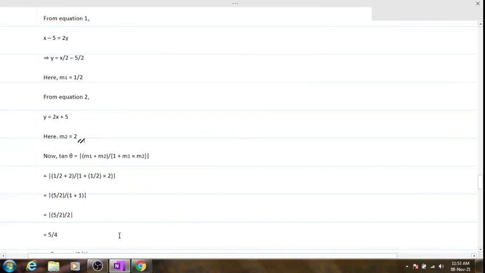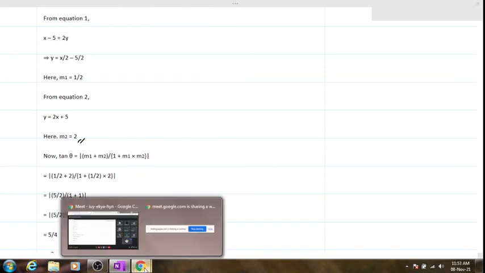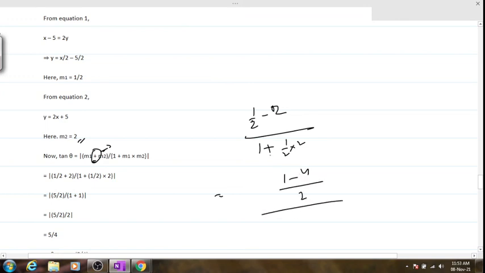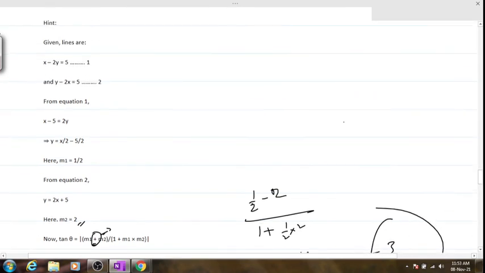Kankana has said tan inverse 1 by 4. Huh? Because this is minus out here, okay? They have made a mistake. This is minus out here. Okay? So it will be half minus 2 over 1 plus half into 2. Your answer will be 1 minus 4 by 2 divided by 2, giving you 3 by 4. We'll have 3 by 4 as the answer.